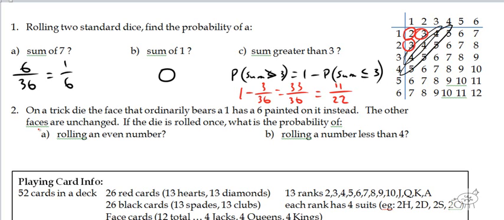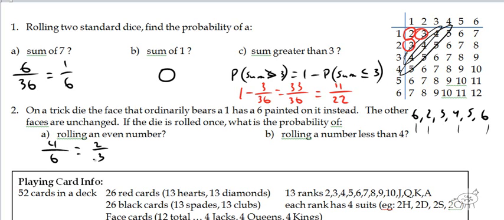Instead of having a 1, 2, 3, 4, 5, 6, I have, instead of the 1, a 6: 6, 2, 3, 4, 5, and 6. So there's no 1. It's a 6 instead. So what's the probability of rolling an even number? Well, how many even numbers are there? There's 1, 2, 3, or 4 of them, right? And how many total outcomes are there? Again, 6. So the probability is 2/3.